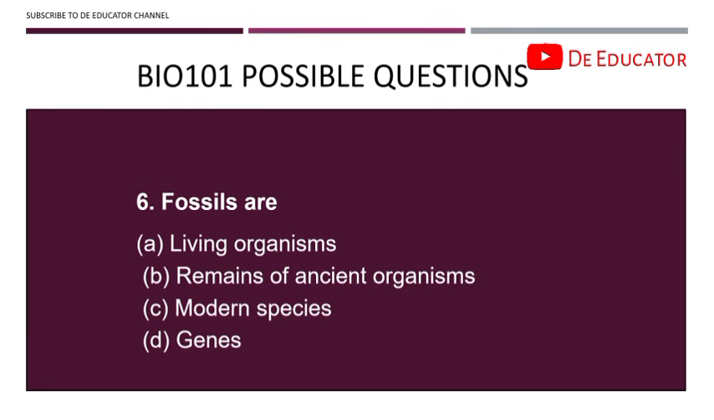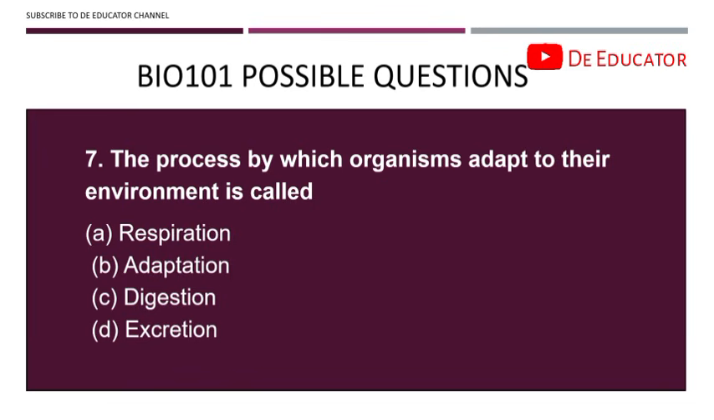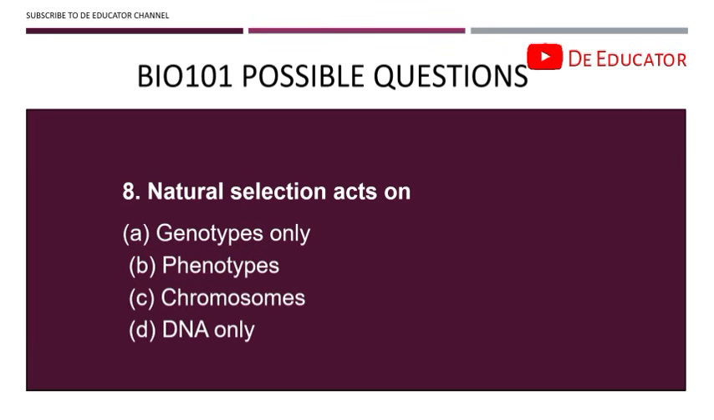Fossils. What are fossils? Fossils are remains of ancient organisms, right? So this gives you a clue, evidence of evolution. One of the evidences of evolution is the existence of fossils, right? The process by which organisms adapt to their environment is called, this one is very simple also, adaptation. The next question, natural selection acts on, please take note that natural selection acts on the phenotype, that is the appearance, what you can see. That is what natural selection acts on, what you can see, not the genotype.